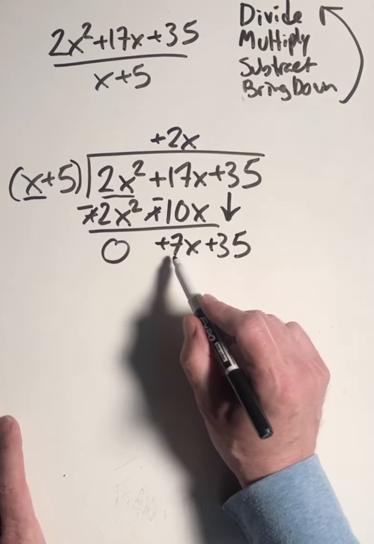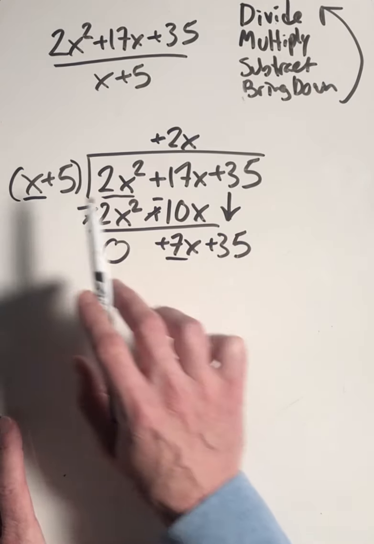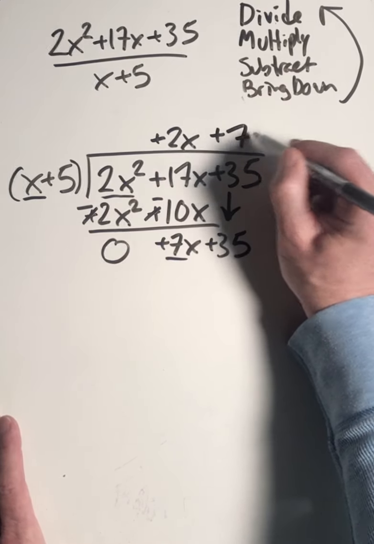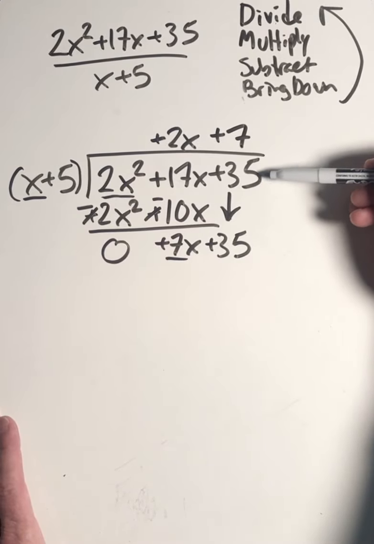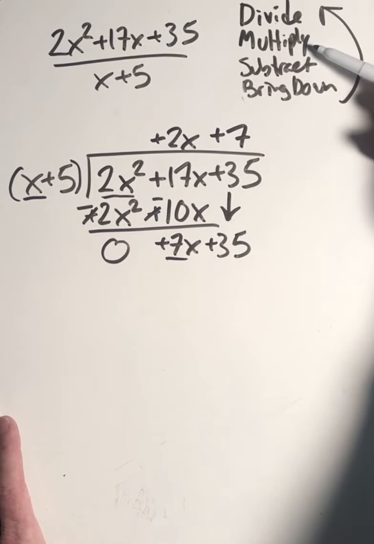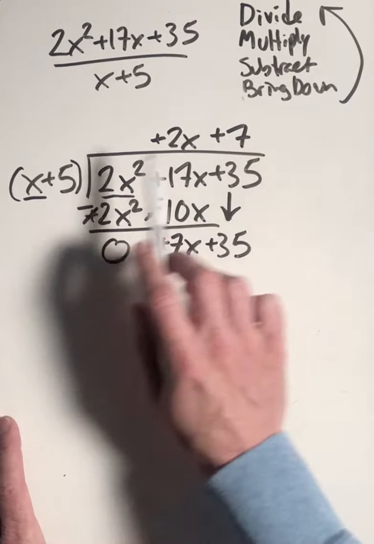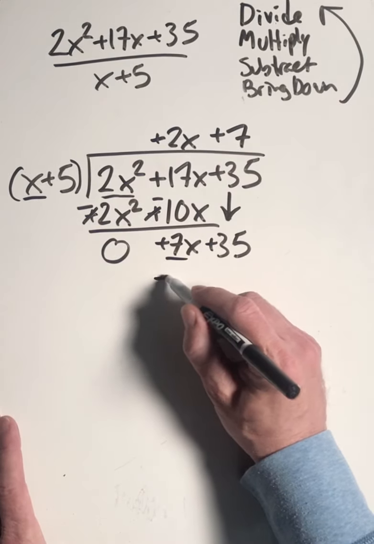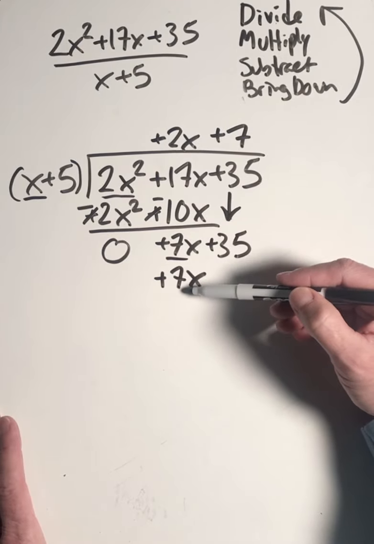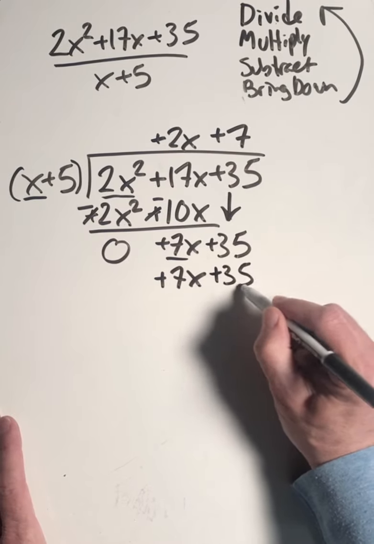So I need to now divide positive 7x by positive x. Well, x goes into positive 7x positive 7 times. That is a constant, and that constant is written above the constant in the polynomial I'm dividing by. The next step would be to multiply or distribute the positive 7 over this binomial. Positive 7 times x is positive 7x. It's the same as what's here, and it has to be. Positive 7 times positive 5 is positive 35.